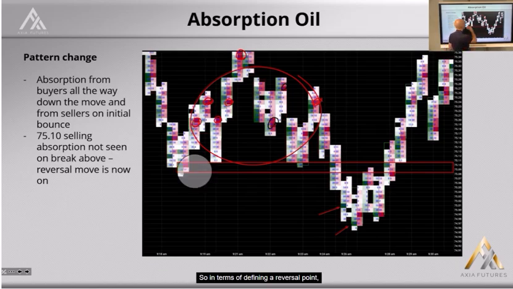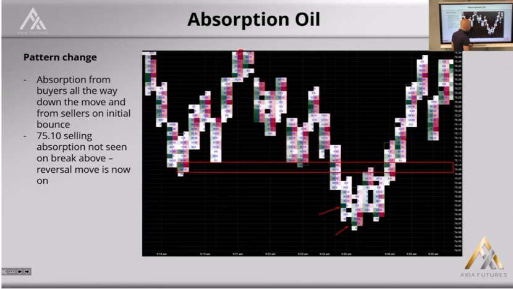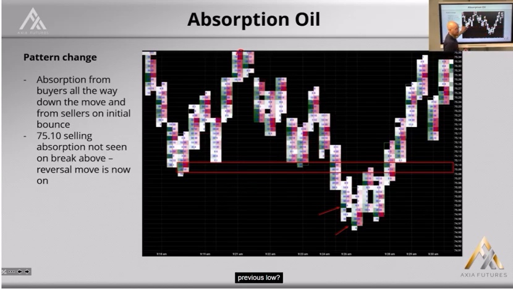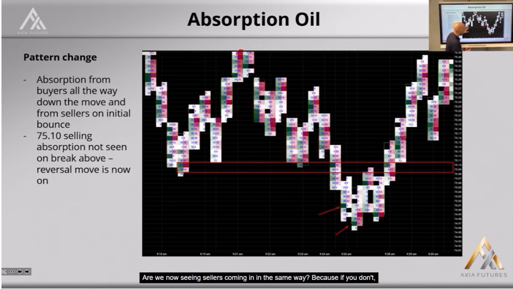So in terms of defining a reversal point, the area that I'm always looking for is what's happened when we were down at the previous low? That's obvious. But also, what's the structure of the profile looking like? Are we now seeing sellers coming in the same way? Because if you don't, you can now be confident of a reversal.